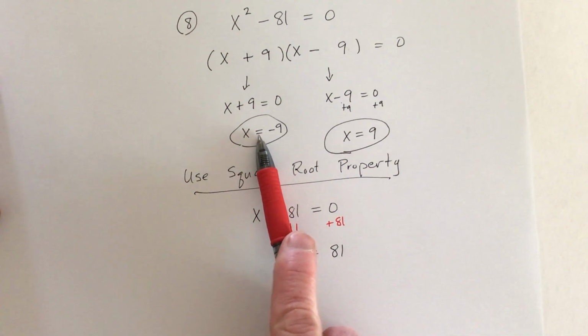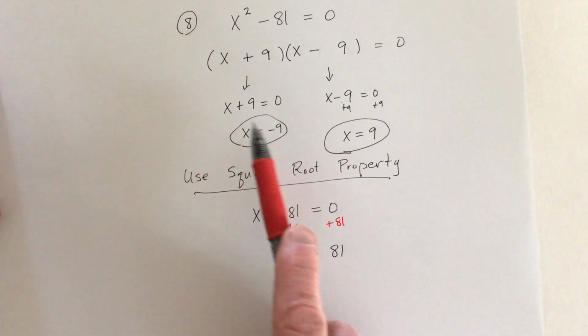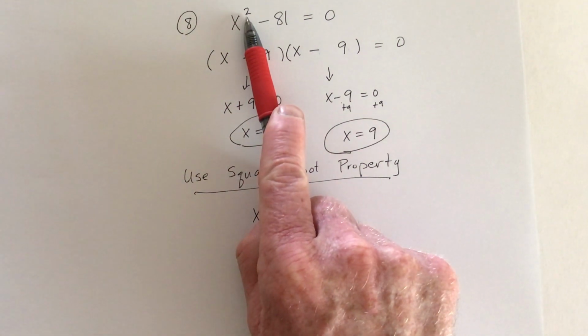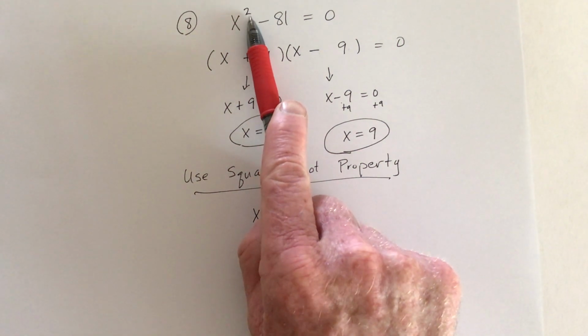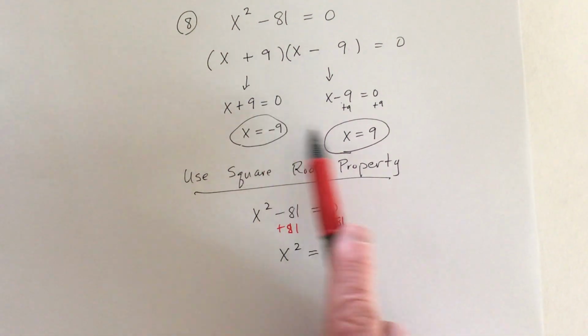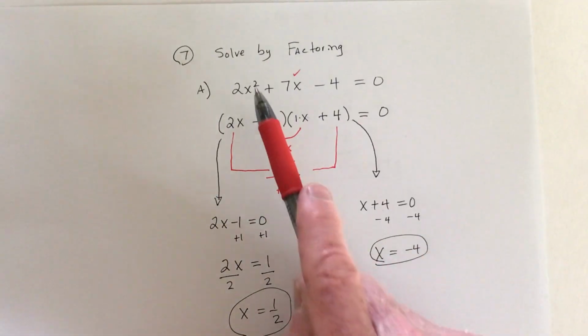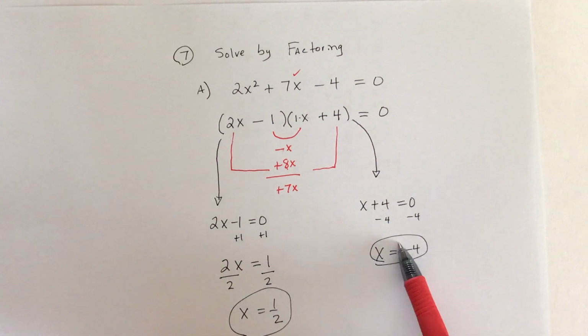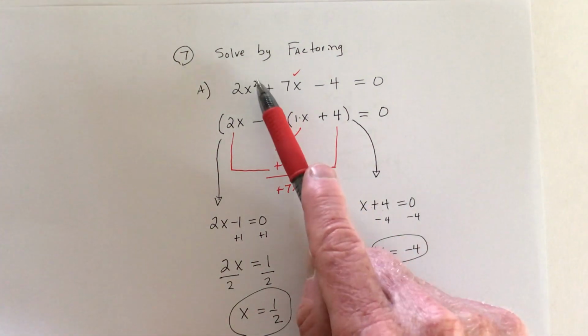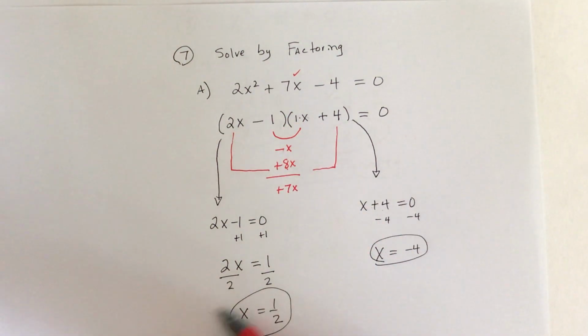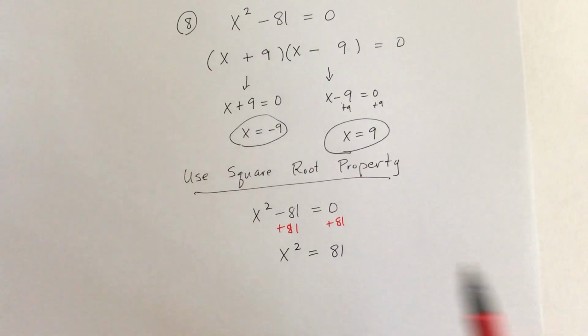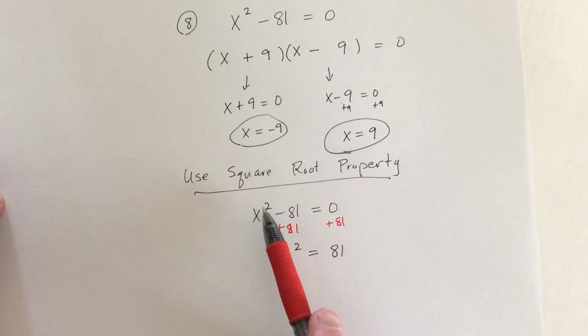Notice that this one comes up with two answers. Whatever the highest exponent is, that tells you how many answers you're looking for. Since this is squared, we're looking for two answers. If it happens to be x to the third, then we would have three answers. So since this one has x squared, there's two answers.